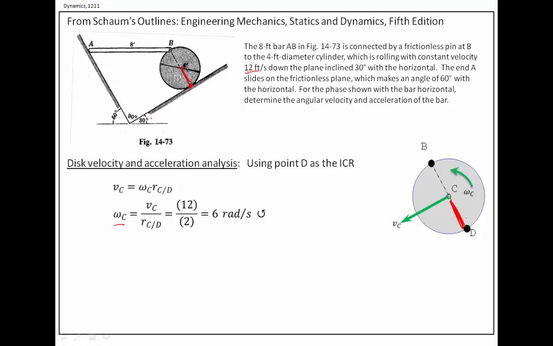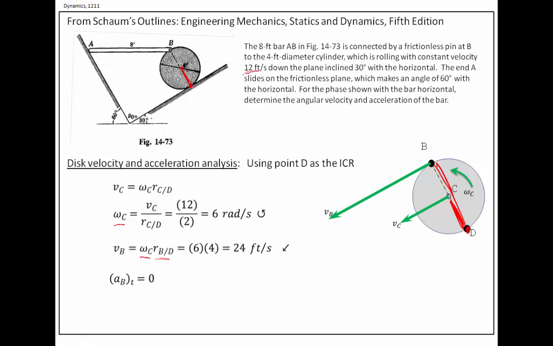This amount. Now we're also able to get the velocity of B by using that same equation for the omega, but this time times the radius of B with respect to D. So it's going to be this entire radius right here relative to our instantaneous center of rotation. And we get that to be 24 feet per second.